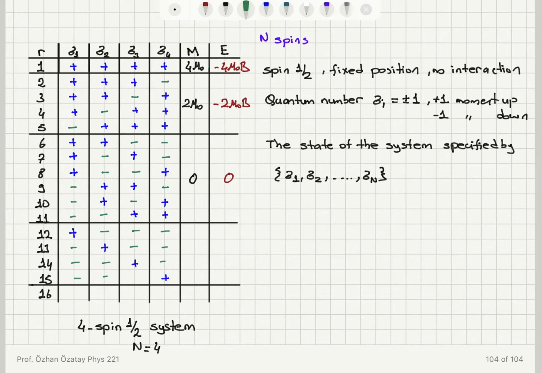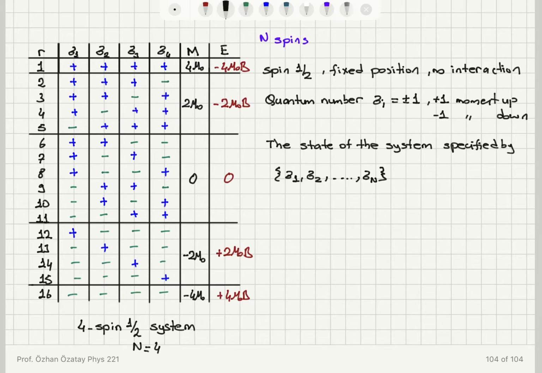And this is going to correspond to a scenario where I will have minus 3 mu 0 plus 1 mu 0, total of minus 2 mu 0 for the total magnetic moment. Since the net moment is pointing against the applied magnetic field, anti-parallel, the energy is high, plus 2 mu 0 b. And finally, if I have all of the moments pointing down, it would correspond to a total moment of minus 4 mu 0, and the corresponding energy would be plus 4 mu 0 b.